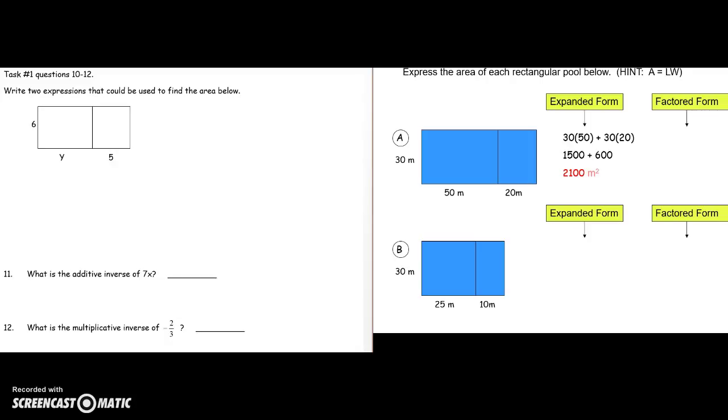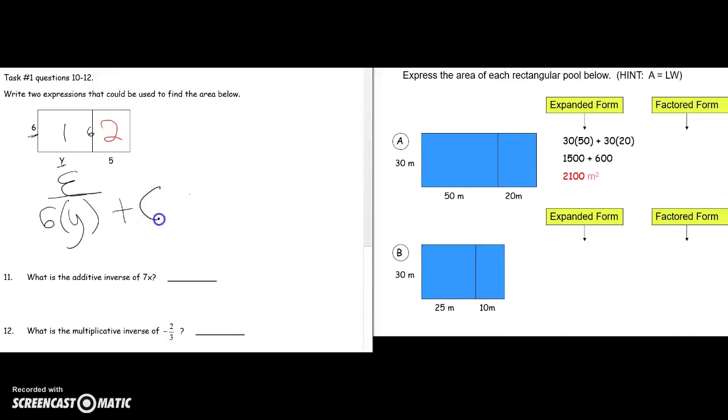So now let's take a look at question number 10. We're going to find it in expanded form. I'm going to write an E just so you know it's an expanded form. And to go about doing expanded form, we take that 6 and the y and we find the area of the first shape. So we end up with 6 times y, right? And as I said, 6 also represents the length of the opposite shape, which is in shape 2. I'm going to put that 6 in red. And that's going to be plus 6 times 5, because that's the area of the second figure.